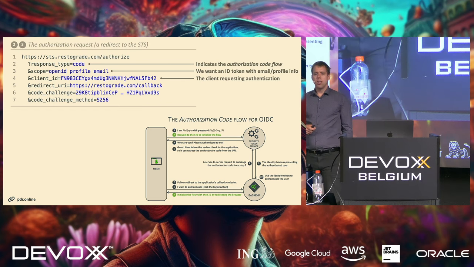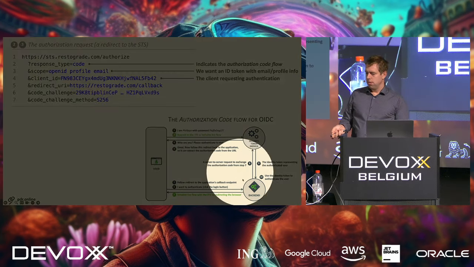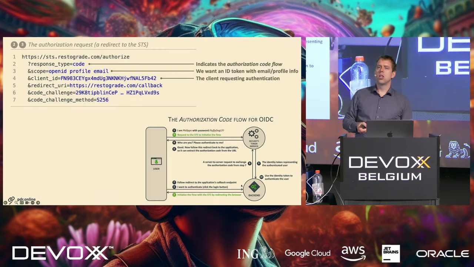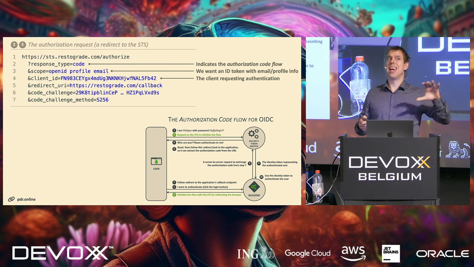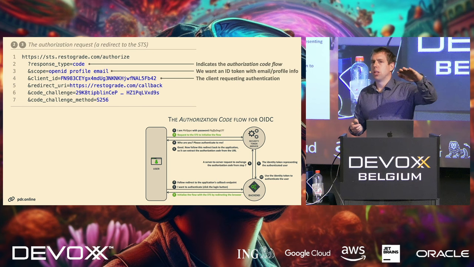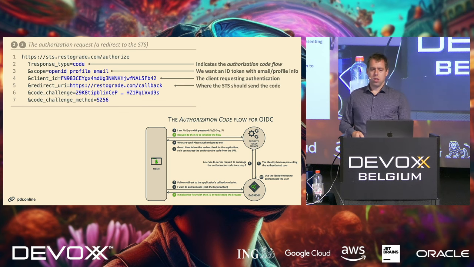The next value, redirect URI on line 5, that's essentially the endpoint for step 7. Where do you want to receive that code? You can define multiple endpoints, and you have to specify one of your predefined endpoints in this step. You have to say like, hey, I know you have a list of potential endpoints, or sometimes just one. When you're done, send it to this specific endpoint, please.